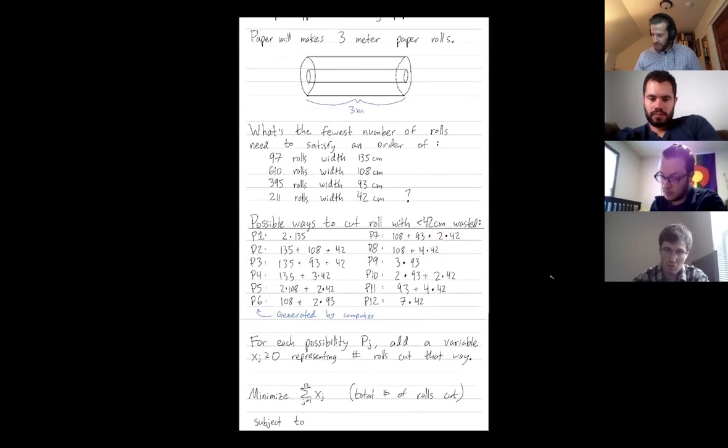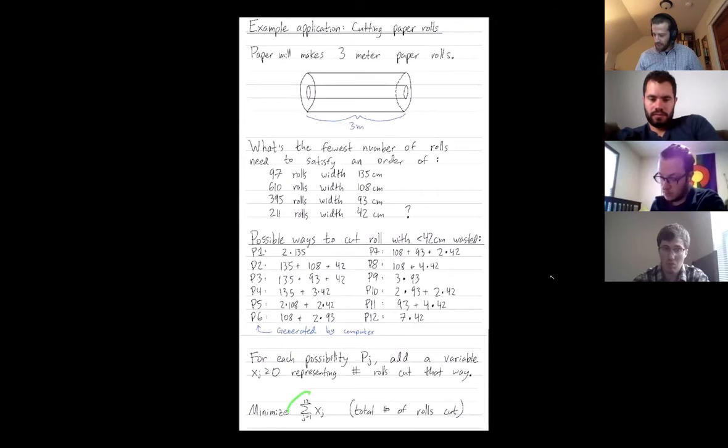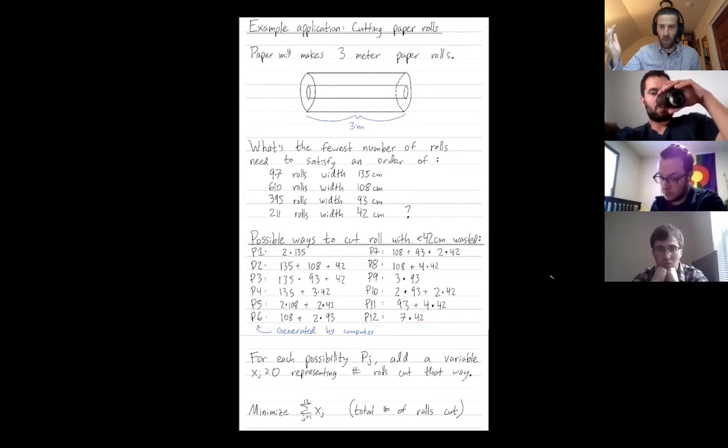Okay, so our task is to minimize the sum of the xj's. x1 is the number of rolls you cut in this way, pattern p1. x12 is the number of rolls you cut in this way, pattern p12. So we're trying to minimize the sum of the number of rolls needed. This is the total number of rolls that are needed to satisfy Laurel Elementary School's order.